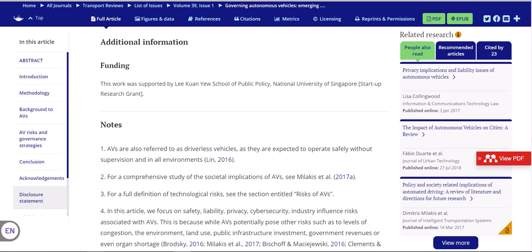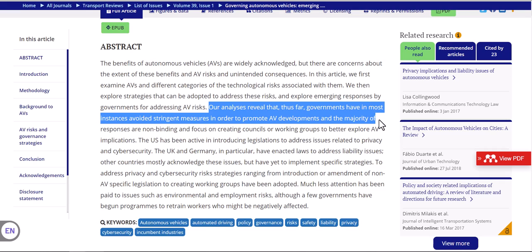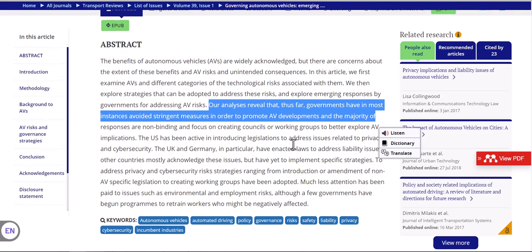The next thing that we want you to look at is whether or not there's a clear explanation of the purpose of the research. And a lot of times you can find that in the abstract or the introduction. So let's go up there now. And we can see in the first sentence already the start of the purpose. The benefits of autonomous vehicles are widely acknowledged, but there are concerns about the extent of these benefits and AV risks and unintended consequences. And then it goes on further to say, our analysis reveals that thus far governments have been avoiding stringent measures in order to promote the autonomous vehicle development. So we're already seeing here that that's a big part of the purpose.